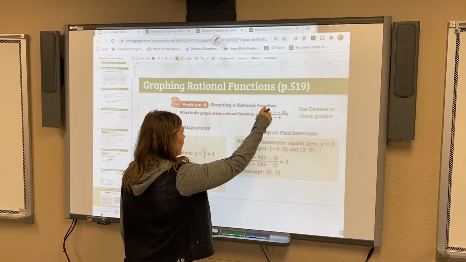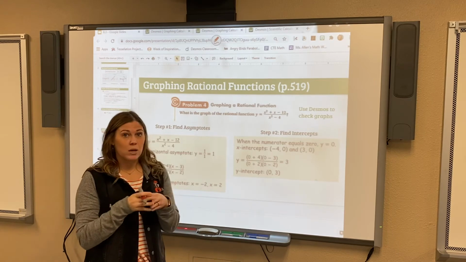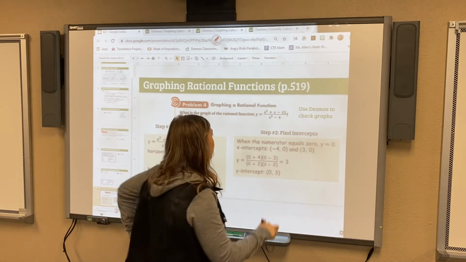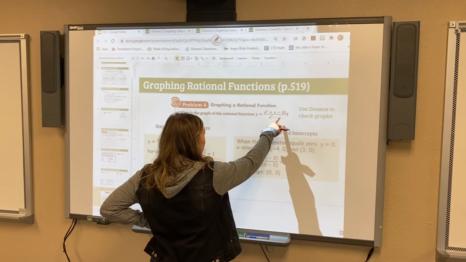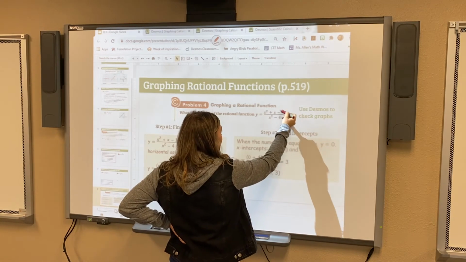x squared plus x minus 12, divided by x squared minus 4. Okay, first thing that we always need to do is factor. Factor the top, factor the bottom. Okay, so x squared plus x minus 12. So two numbers that multiply to get negative 12, but add to get the 1.